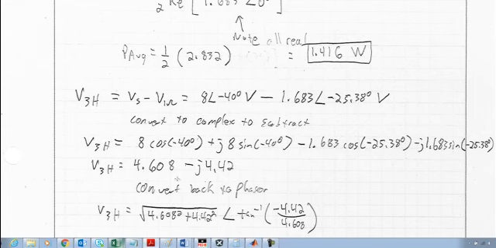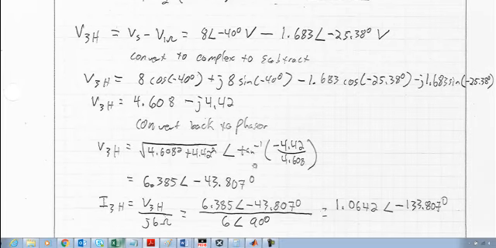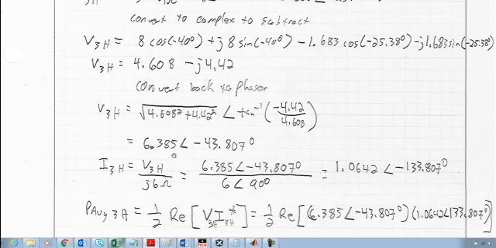times 4.42. Convert that back into phasor by taking the square root of the sums of the squares of the horizontal and vertical components, or the real and the imaginary components. Get the angle by taking the inverse tangent, making sure to leave it in degrees, of the imaginary portion divided by the real portion. And so that works out to be 6.385 phasor negative 43.807.